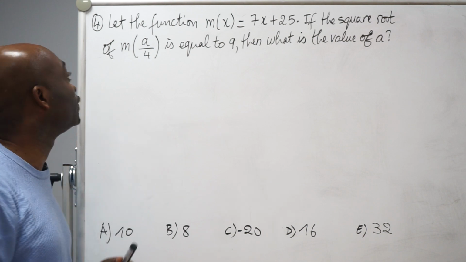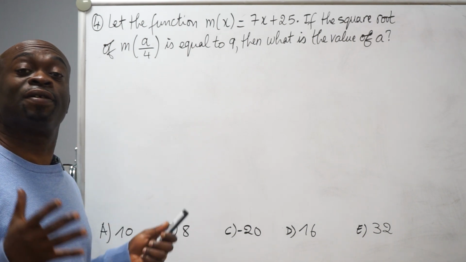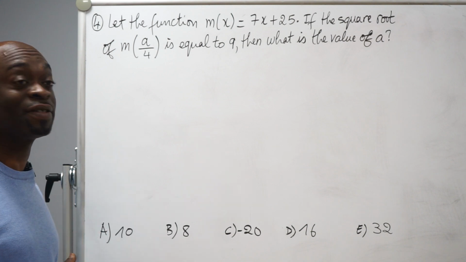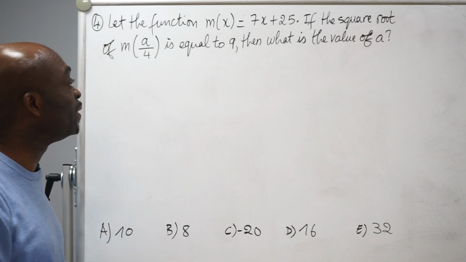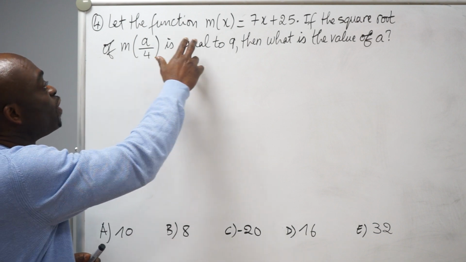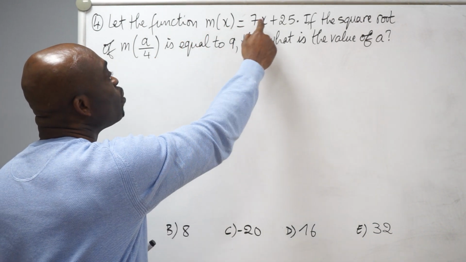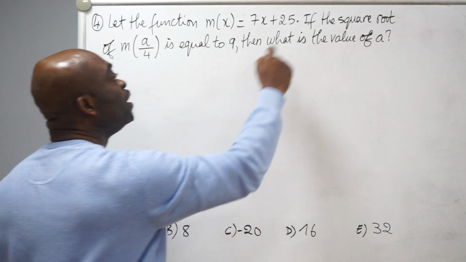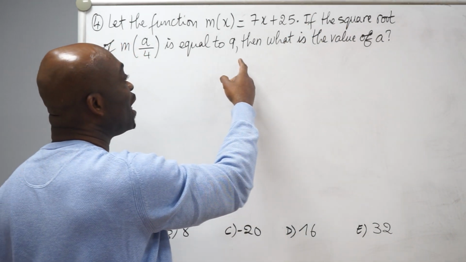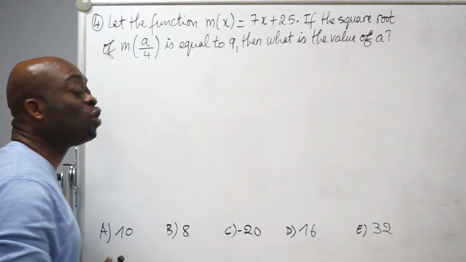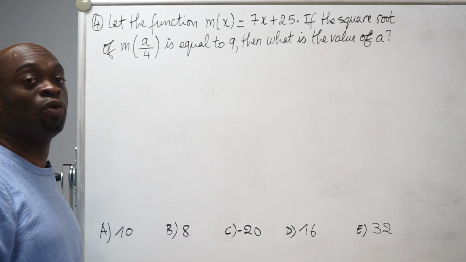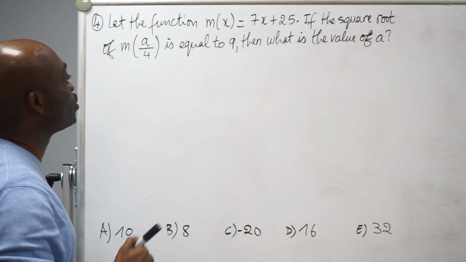Question number 4. Questions like this can definitely be on the SAT test, so you have to be very careful when you look at things like that on the algebra side, with equations and so on. So, let the function m of x equal 7x plus 25. If the square root of m of a over 4 is equal to 9, then what is the value of a? So this is what we basically have. And how do we go about it? All right, let's go and see.